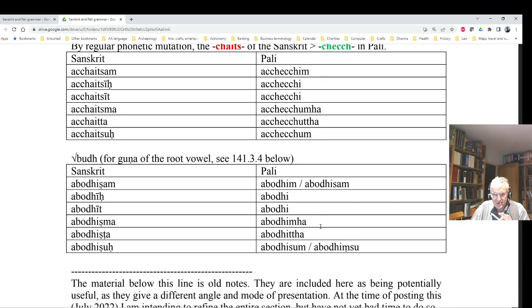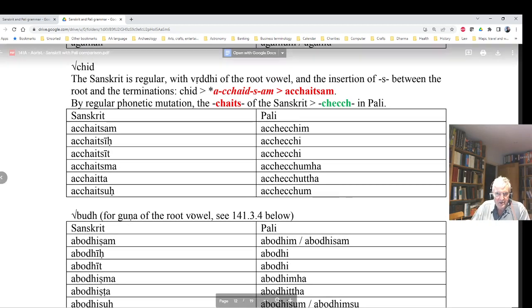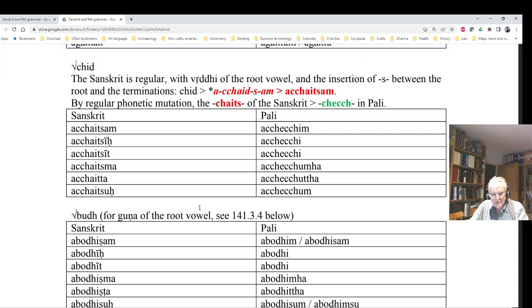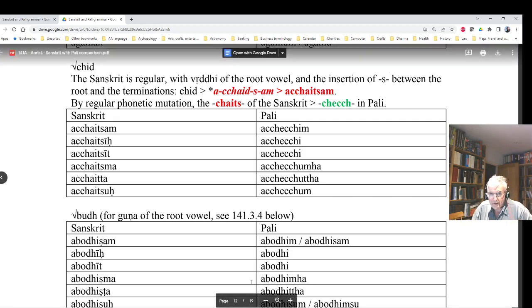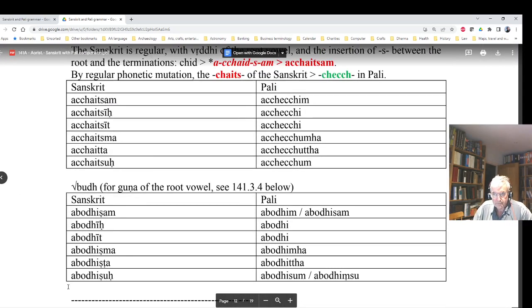So this is just a brief glance to show you yet again how a knowledge of the Sanskrit, you don't need necessarily to learn all the forms of the Sanskrit by heart, but just by knowing where to find them, seeing what it is in Sanskrit, then it completely explains what otherwise might look like a wildly irregular form in Pali.